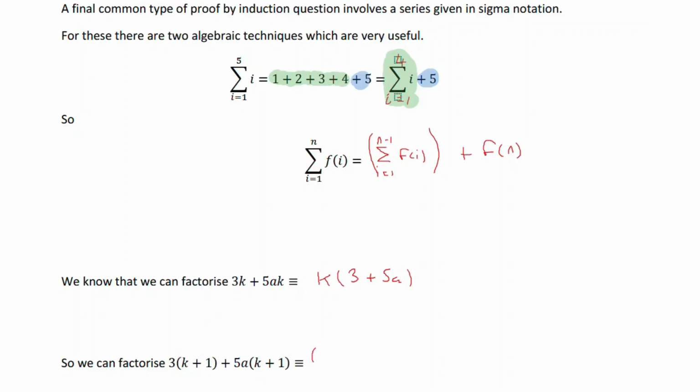So here we can factorize out the k plus 1. What do we need to multiply k plus 1 by to get 3^(k+1)? 3. What do we need to multiply k plus 1 by to get 5a^(k+1)? 5a. So these two algebraic rules are going to help us as we go through this next set of proof by inductions using sigma notation.